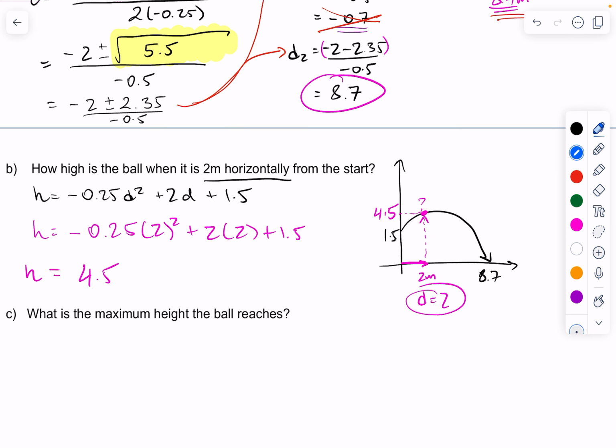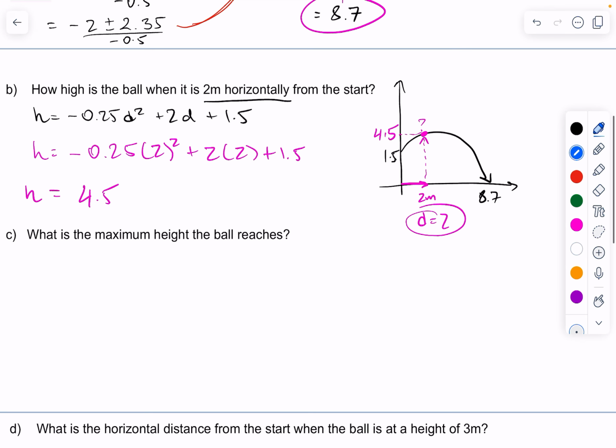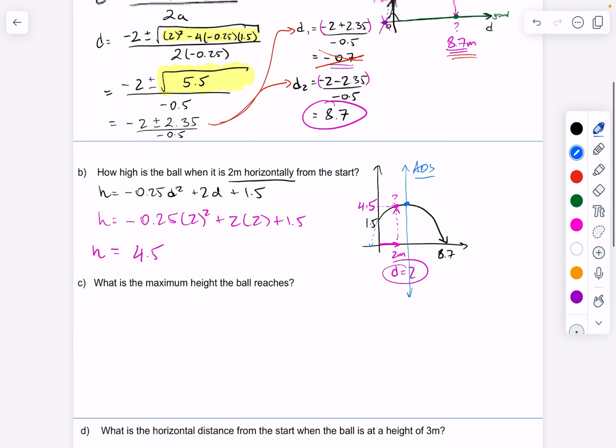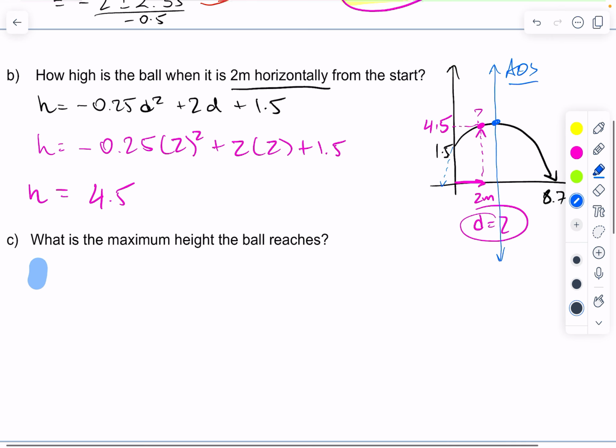All right, now we want to know the maximum that the ball reaches. Well, the maximum is going to be right there, right? Like that's the vertex. Well, I don't know from the equation what the vertex is, but I do know that it lies on this axis of symmetry, right? And luckily, we found the two x-intercepts in that last problem. They're right here, negative 0.7 and 8.7. So remember that we find the AOS.